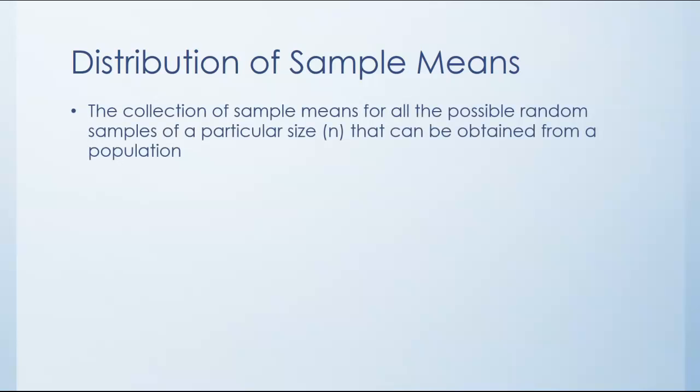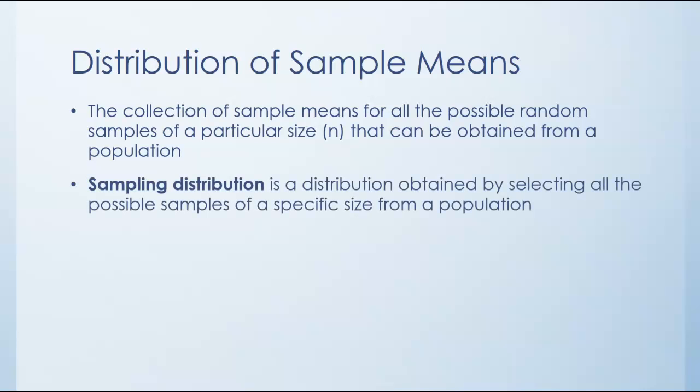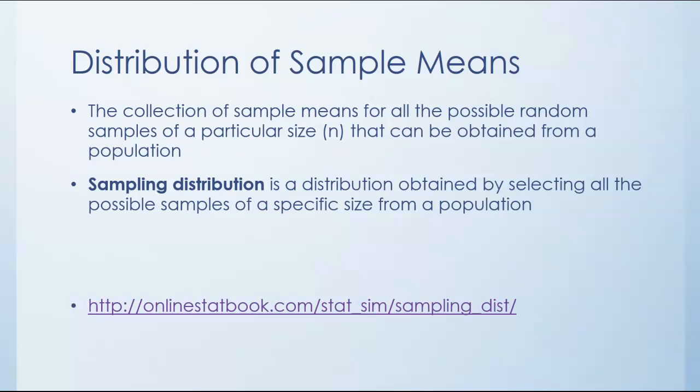So this is the collection of sample means for all the possible random samples of a particular size N that can be obtained from a population. The sampling distribution is the distribution obtained by sampling all of those possible samples for a specific size. Now I've got a website here that you can play around with, but we're going to play around with it here in just a second, looking at how those distributions happen.